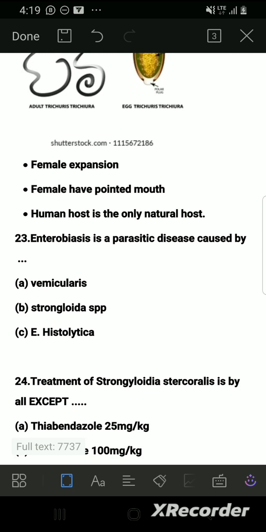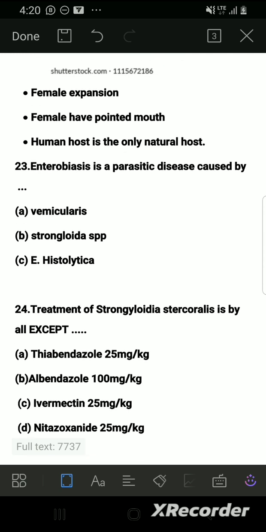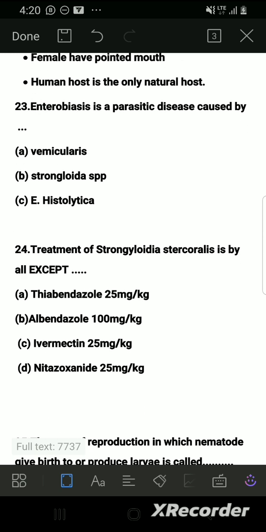Then number 23 says: enterobiasis is a parasitic disease caused by what? Enterobiasis, as you all know, is caused by Enterobius vermicularis. Then moving over to number 24, which says: the treatment of Strongyloides stercoralis is by all except. So we're picking the ones used in treatment and excluding the one that is not.